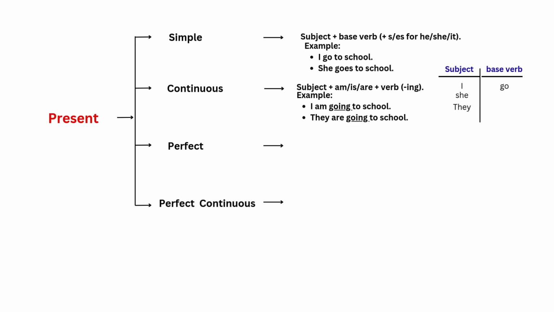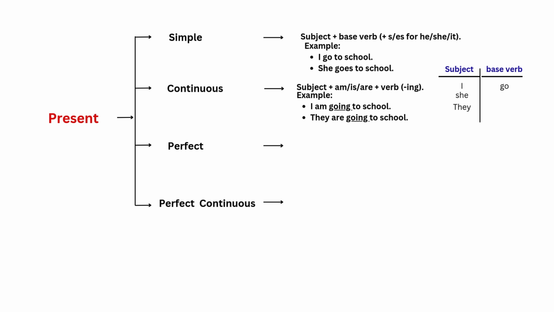For present continuous, subject plus am or is or are plus verb plus ing. Example: I am going to school means that the person is in the process of going to school right now. Here, I is the subject.